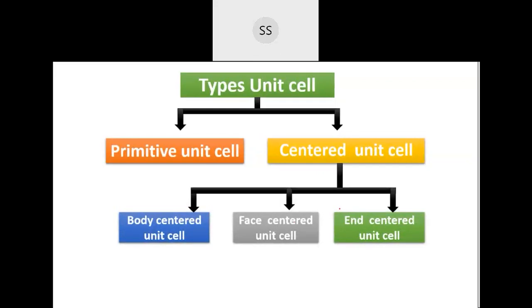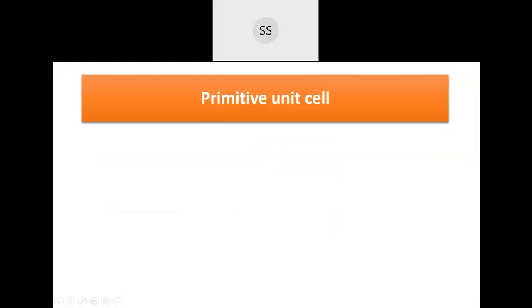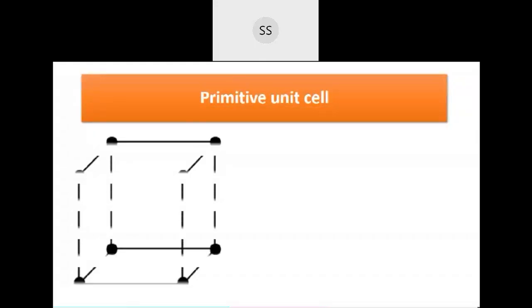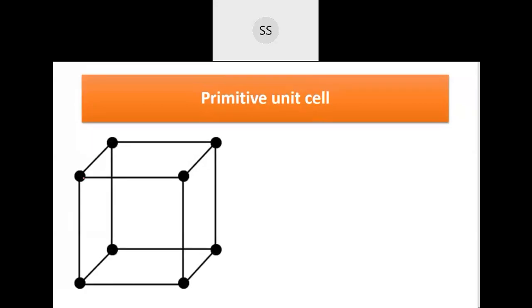Here is the flow chart for unit cell. I will explain each and everything later, you can write it down. Let me start with the first one, primitive unit cell. A primitive unit cell is the one where the atoms are present at 8 corners. You can see here, these constituent particles are present here. In this unit cell, at 8 corners you find the atoms present. Then such a type of unit cell will be called a primitive unit cell.